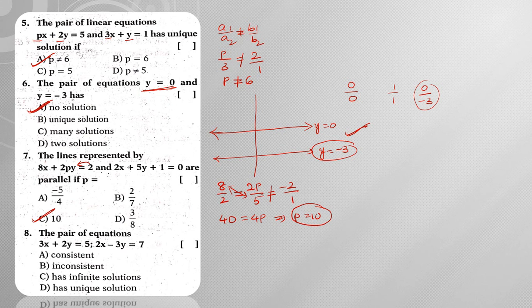Next, the pair of equations 3x plus 2y is equal to 5, 2x minus 3y is equal to 7. Now we need to say whether they are consistent or inconsistent. If consistent, unique solution or infinite solutions. If inconsistent, then simply inconsistent. Now based on that, 3 by 2, next 2 by minus 3. By looking at the equation itself, you should be able to write down these values. So clearly a1 by a2 is not equal to b1 by b2. So we can say that it has a unique solution. So no need of talking about c1 by c2.